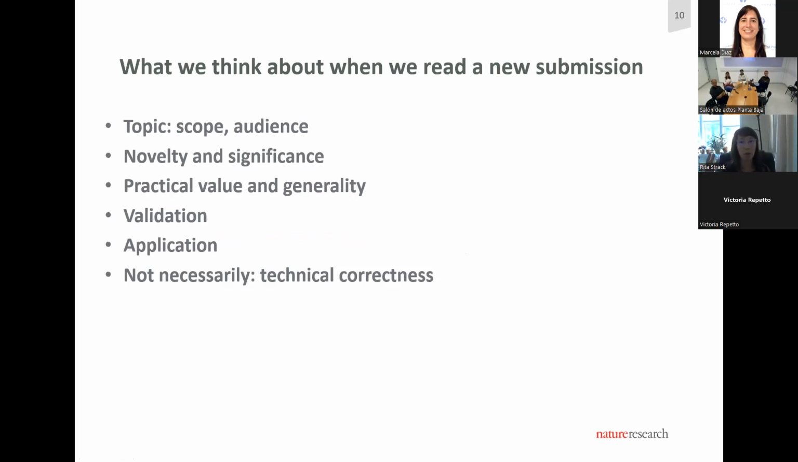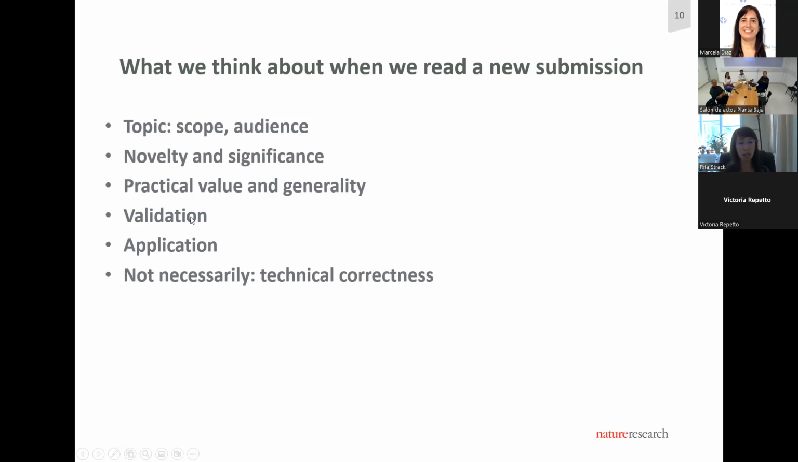So what are we thinking about when we read a paper? So the first thing is obviously the scope. Does it fit within our editorial scope? Does it match the type of papers that it's our intention to publish? And from there, it's like, how broad is the audience? Who is going to be reading this paper? From there, we think about whether it represents a big advance, and how significant, how potentially important the work is. We ask if there's practical value and if the method is generally applicable.